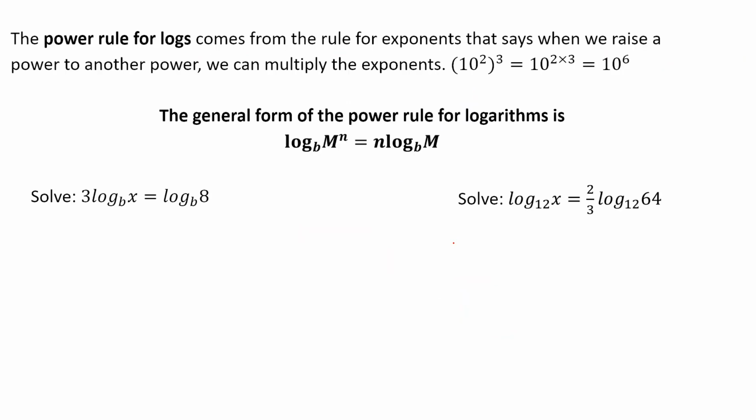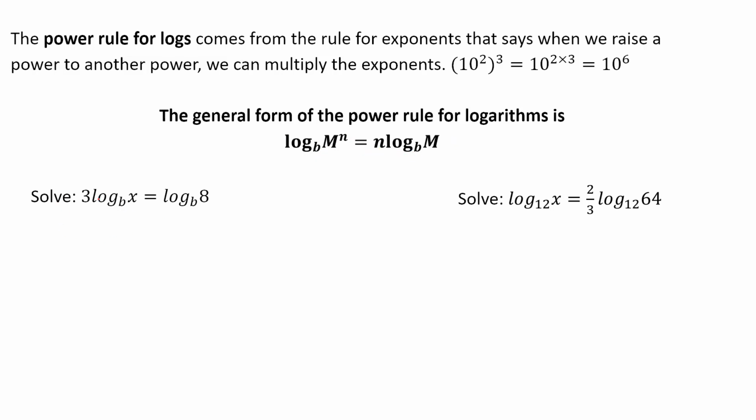Moving on to the power rule. The power rule for logs comes from the rule for exponents that says when you raise a power to another power, you multiply the exponents. So 10 squared raised to the third power is 10 to the 2 times 3, or 10 to the 6th. The general form of the power rule for logarithms is that log base b of m to the n is equal to n times the log base b of m.